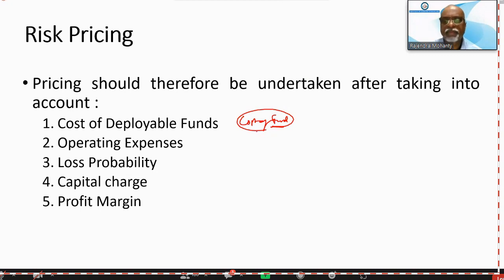You are borrowing money from the public. So what is the interest or average interest paid?